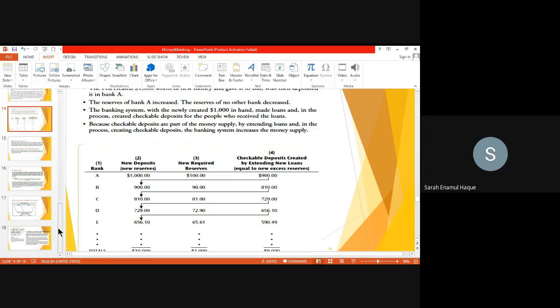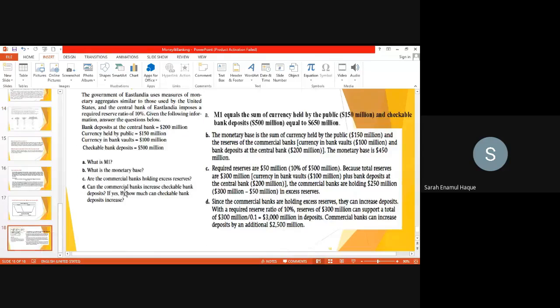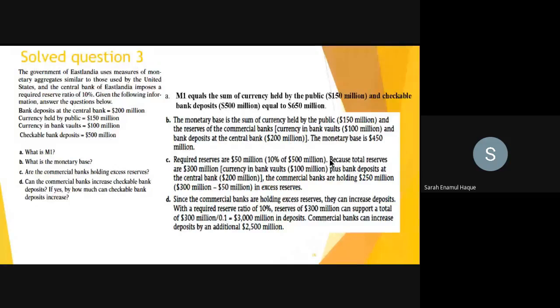That's the simple statement. If the banks have excess reserves, only then they will be able to give it out as loan. So same thing here, look, the bank has $250 million as excess reserves. So of course, yes, the bank can increase checkable bank deposits. Okay, please be sure, since the commercial banks are holding excess reserves, they can increase deposits. But now the question is, if yes, by how much can the checkable bank deposits increase?